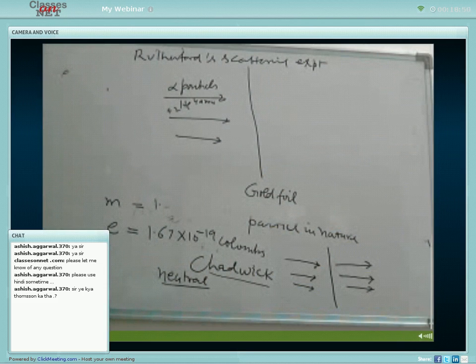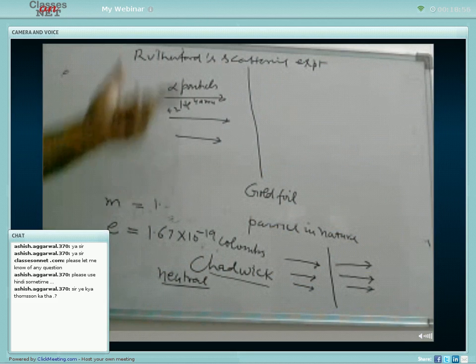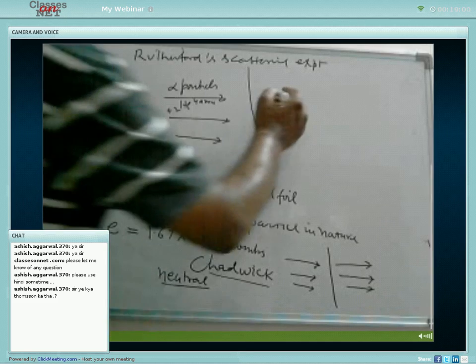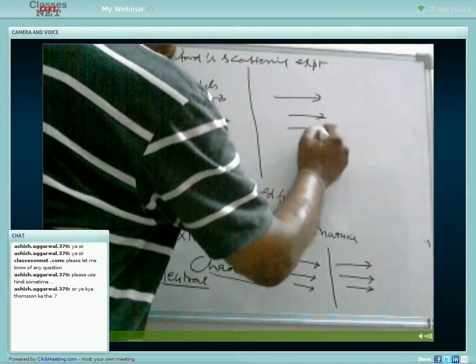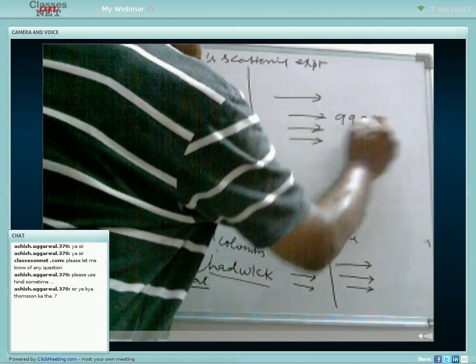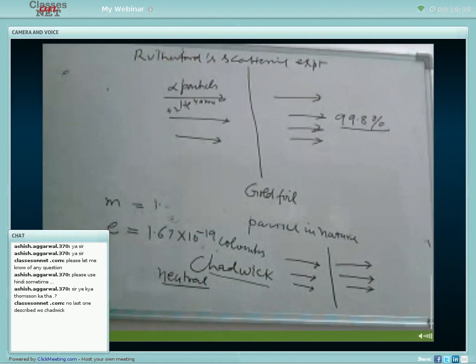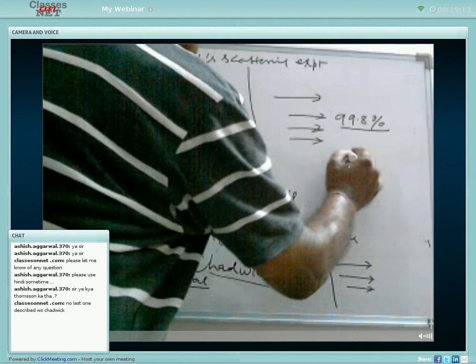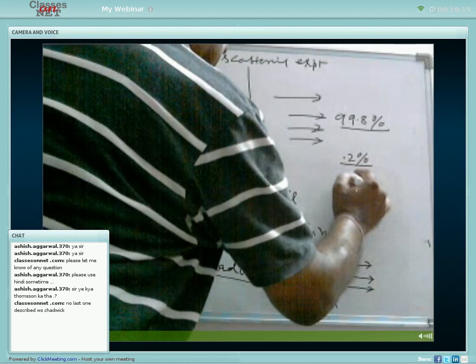Thomson gave a model of the atom, with these three particles present. But that is not the model of the atom given by Rutherford. Now, the Rutherford scattering experiment shows that 99.8% of the rays go straight through the gold foil, and 0.2% of the rays get scattered.